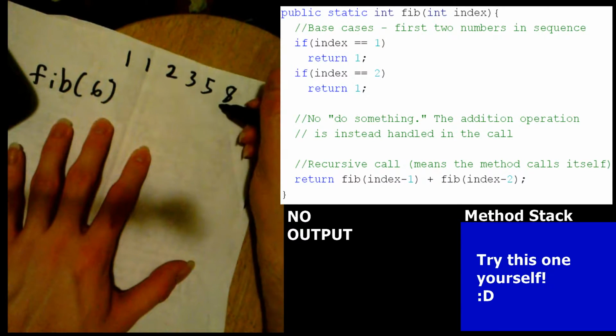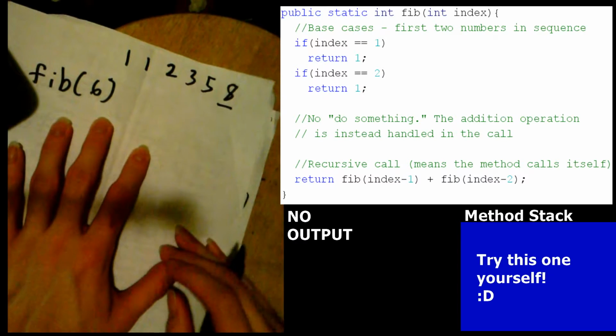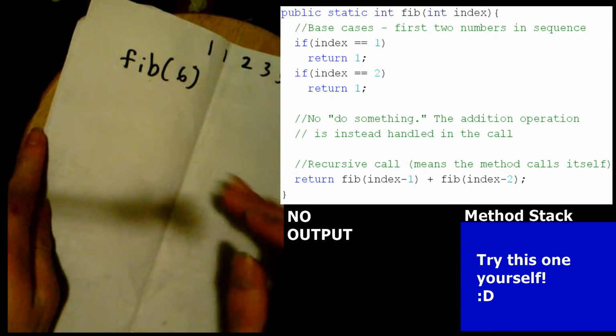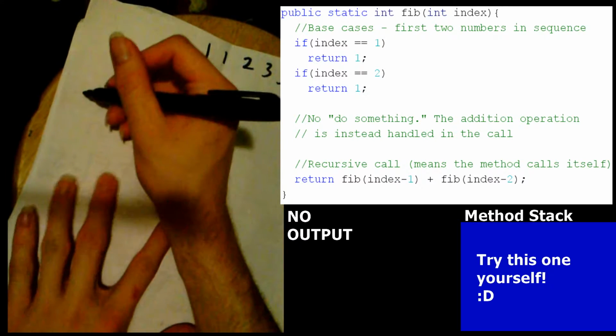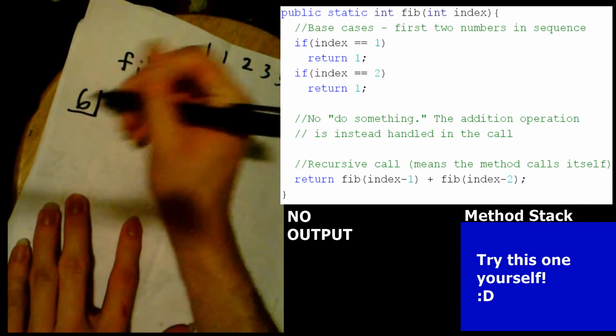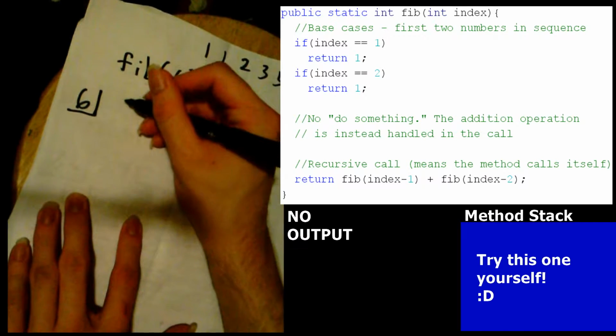Okay, so we know that we're looking for the 6th index, which is our 8 right here. So our answer should be 8 at the end. So we start off. Our first call on the stack is going to be at 6, so at index equals 6.